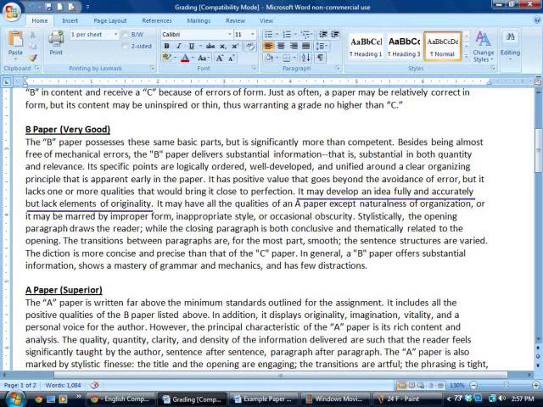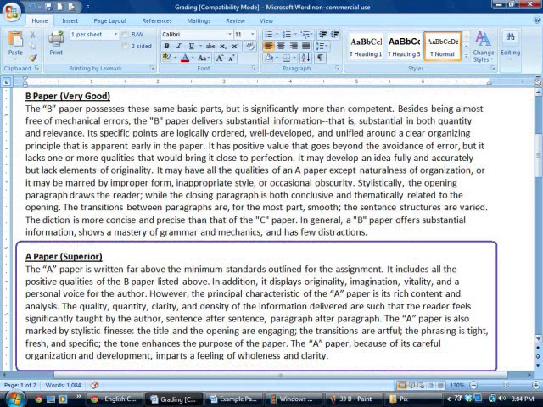It may develop an idea fully and accurately, but lack elements of originality. It may have all the qualities of an A paper except naturalness of organization, or it may be marred by improper form, inappropriate style, or occasional obscurity. Stylistically, the opening paragraph draws the reader in, while the closing paragraph is both conclusive and thematically related to the opening. The transitions between paragraphs are, for the most part, smooth. The sentence structures are varied. The diction is more concise and precise than that of a C paper. In general, a B paper offers substantial information, shows a mastery of grammar and mechanics, and has few distractions.